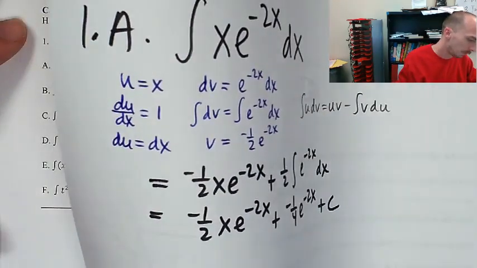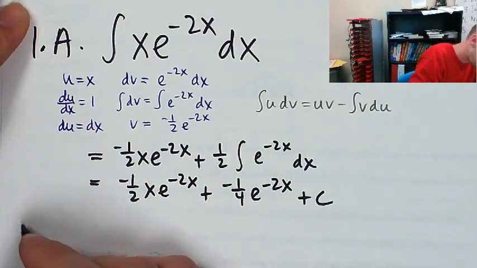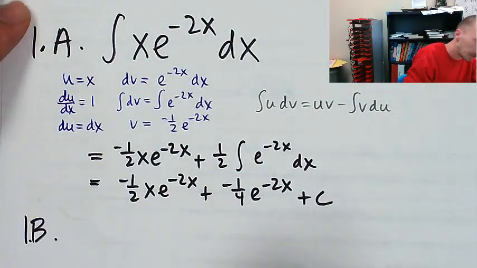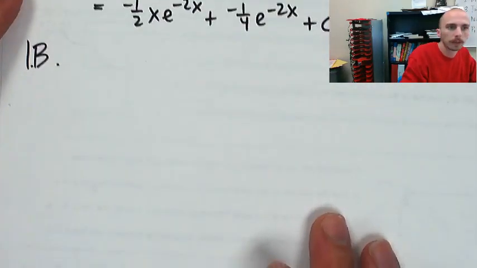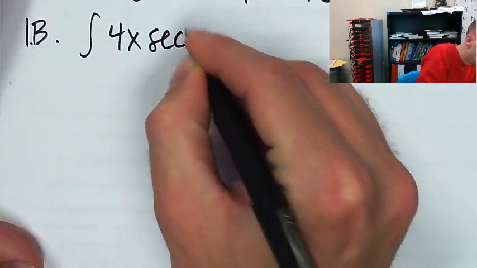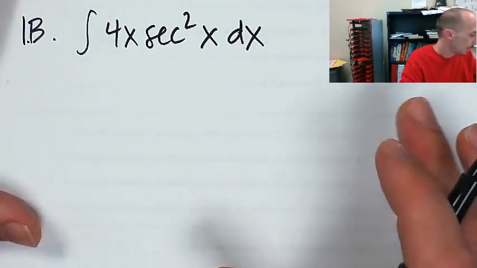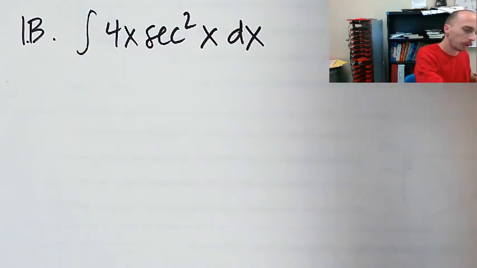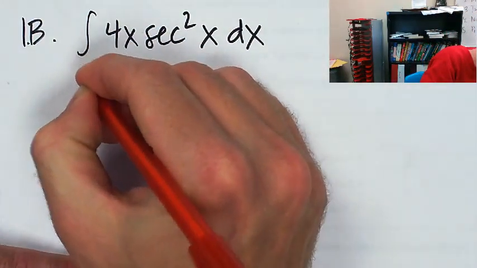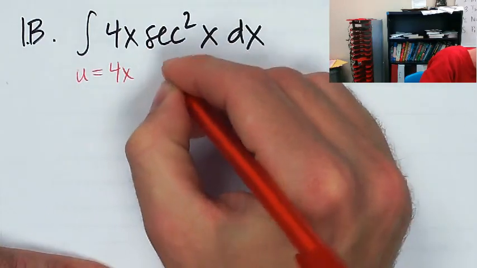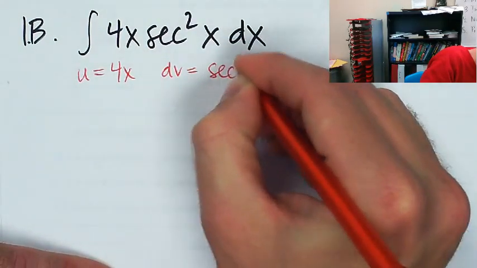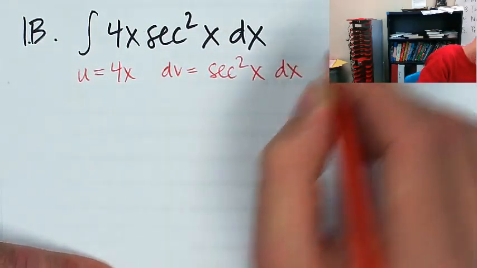The second one is going to be 4x secant squared x dx. I learned algebra comes before trigonometry, so I'm going to let u equal 4x and dv equal secant squared x dx.